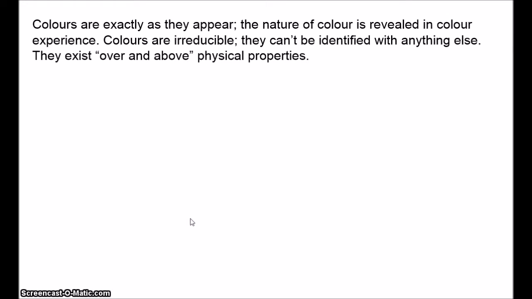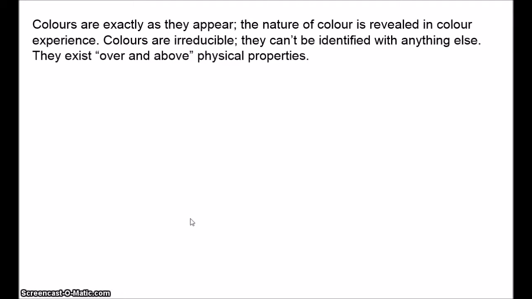So colours are not physical properties. They are somehow over and above the physical properties. And actually, they're not just over and above physical properties. The point of primitivism is that colours can't be identified with anything else. So not only are colours not physical properties, they are not to be identified with other kinds of non-physical properties either. Colours are simple, irreducible properties. Okay, they can't be reduced to anything else.